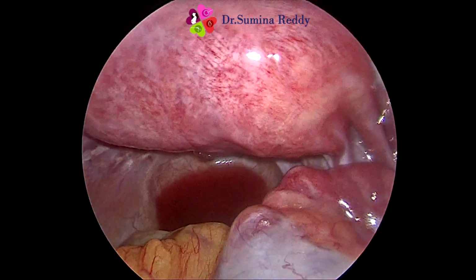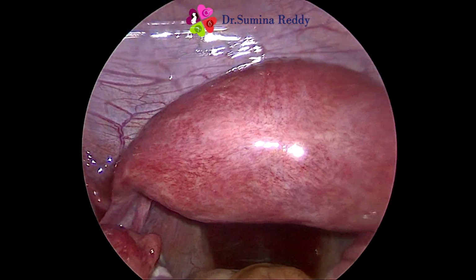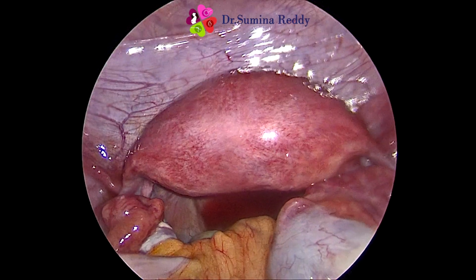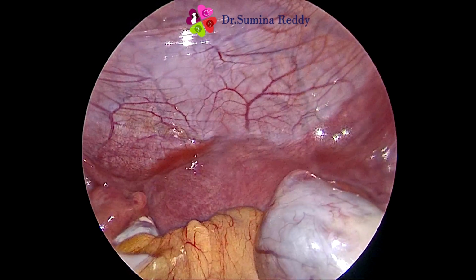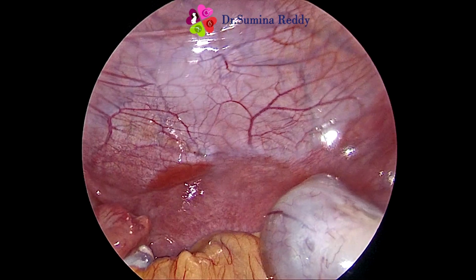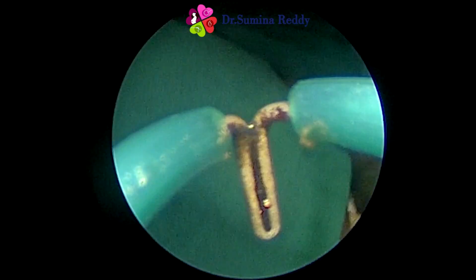A general anesthesia is given, the patient is placed in lithotomy position, and usually the procedure starts with laparoscopy to confirm a broad fundus and presence of septate uterus, and also to rule out any unforeseen bicornuate uterus or unicornuate uterus which were not previously diagnosed.